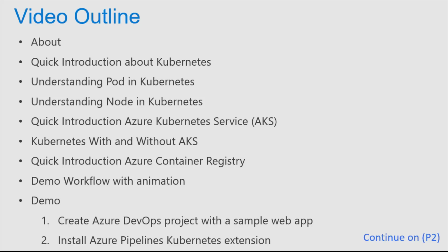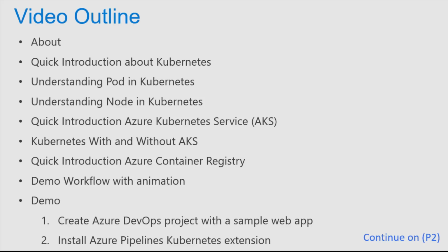So I created an animation about the steps and what will happen in the demo, so we can understand the demo better during the demo. So in the demo, the first step is I will create an Azure DevOps project with a sample web application, which has a front end and a back end with API and a SQL Server database, which will be deployed on Azure SQL Server. Then I will install Azure Pipeline Kubernetes extension.